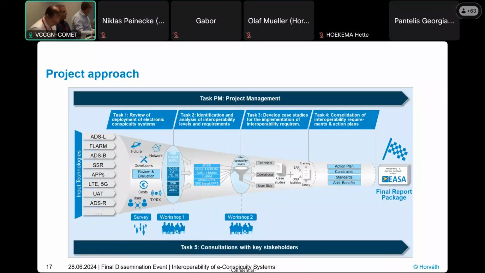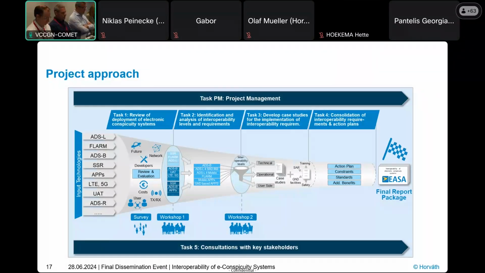So here you can see our project approach, the project's course. And we began at the beginning with collecting all the input systems and technologies like FLARM, ADS-B, radar, and so on. And we reviewed these systems under different aspects like sustainability, capability for network, costs, user acceptance, and so on.